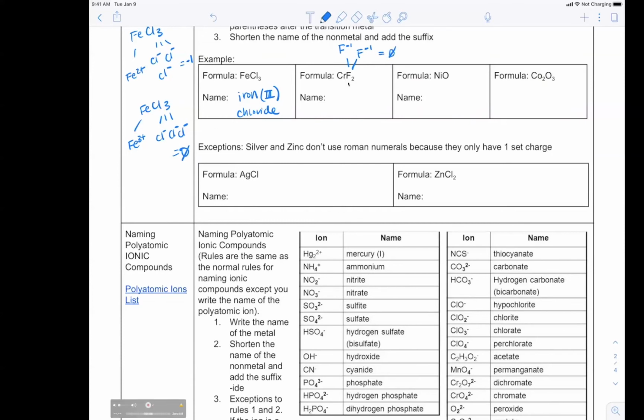So here, if you have chromium, right? I know since I only have one chromium atom, there's no other possible option. Like when you have ionic compounds, you can only have one possible option for your ionic charges because it always has to cancel out to 0. So this has to be chromium 2+ or +2. If it was chromium 3+, it wouldn't balance out to 0. It would be +1, right? So your name for this compound would be chromium.